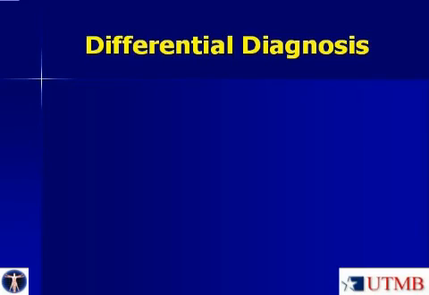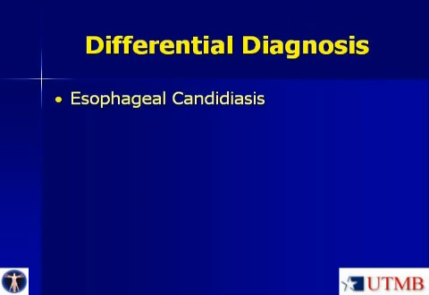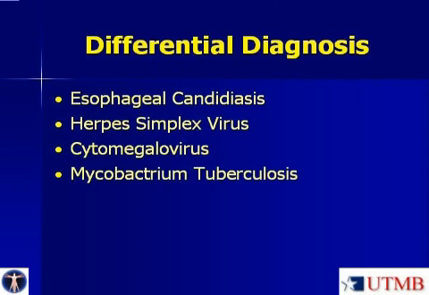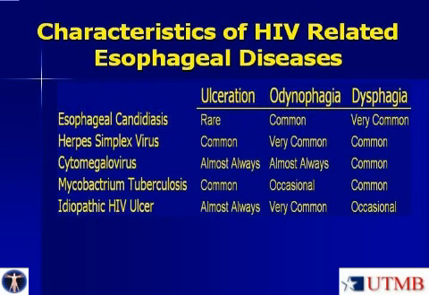The differential diagnosis for odynophagia in HIV patients with AIDS includes esophageal candidiasis, herpes simplex virus, cytomegalovirus, Mycobacterium tuberculosis, and idiopathic HIV ulcer. The characteristics normally associated with HIV-related esophageal diseases are ulcerations, odynophagia, and dysphagia. Ulceration is a common endoscopic finding in all of the HIV-related esophageal conditions, with the exception of esophageal candidiasis.